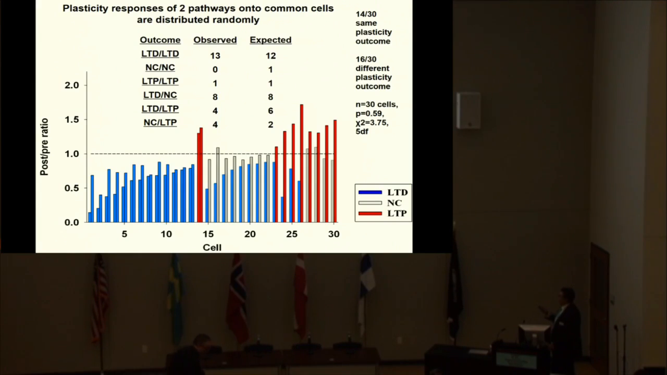So what did the data look like when you pull it all together? A couple examples are nice, but what did the data really show? We considered every possible outcome. That is that both inputs would show depression, both inputs would show potentiation, one would show potentiation, one depression, one no change, et cetera, et cetera. This is what we observed. These are the expected outcomes based on studying one input pathway at a time.